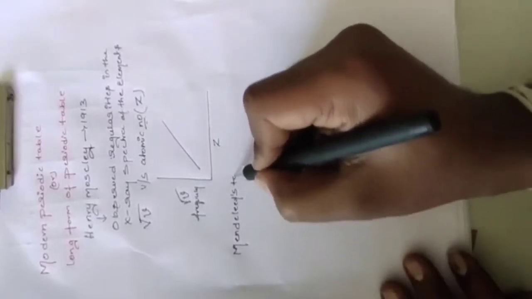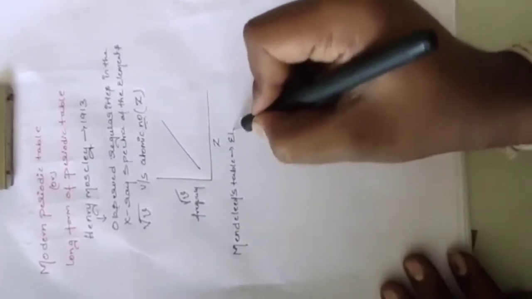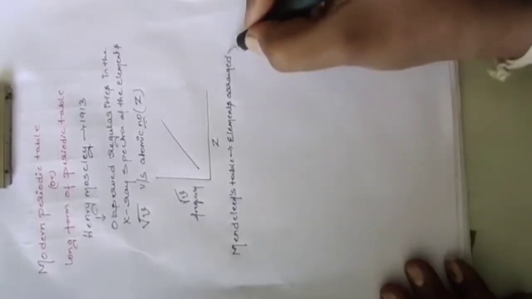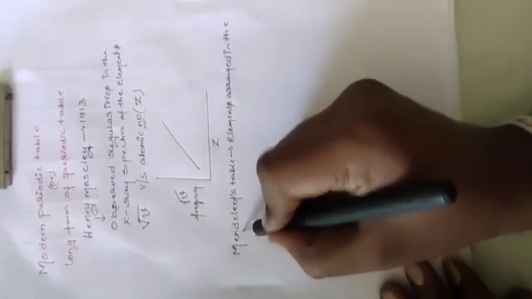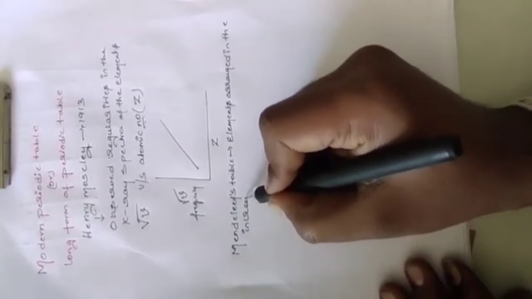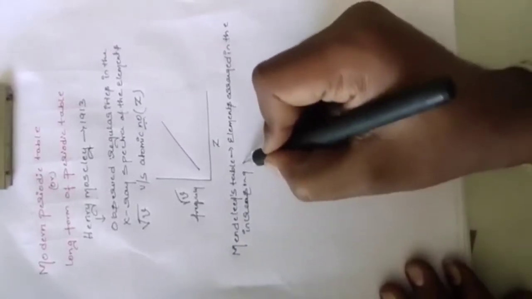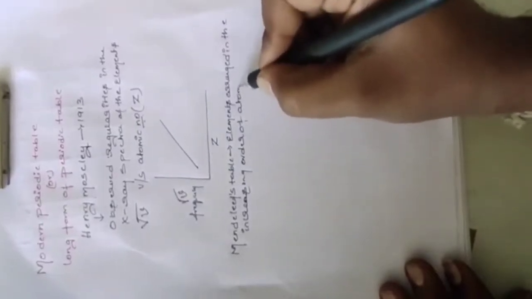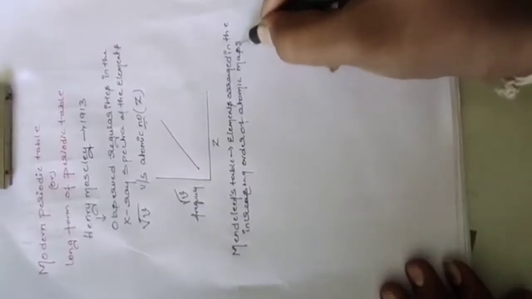What is given in Mendeleev's table? The elements are arranged in increasing order of the atomic masses. In Mendeleev's periodic table, the elements are arranged in increasing order of atomic masses, but we see that it has demerits also.